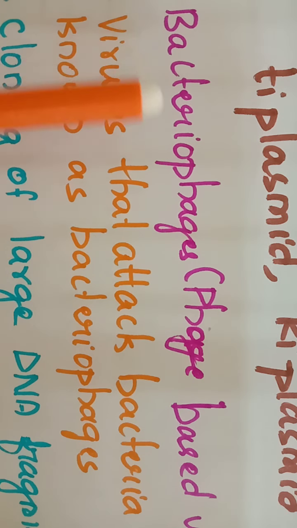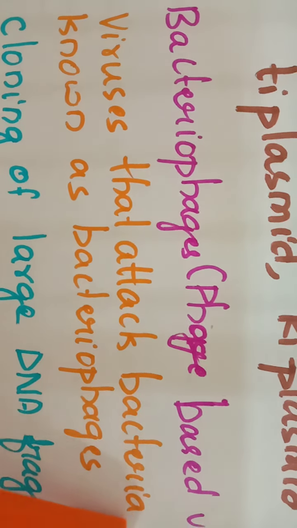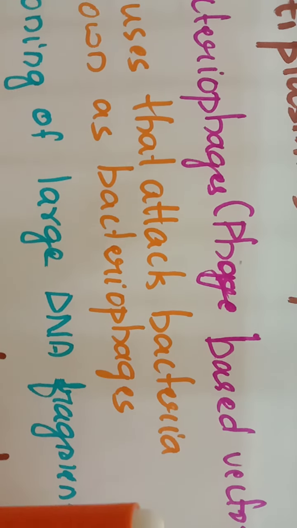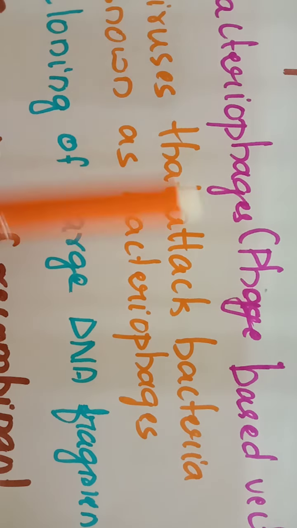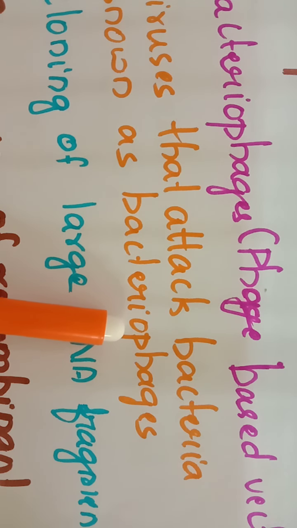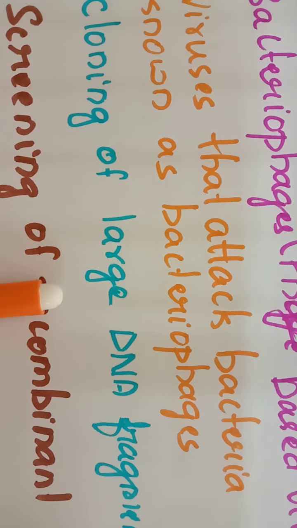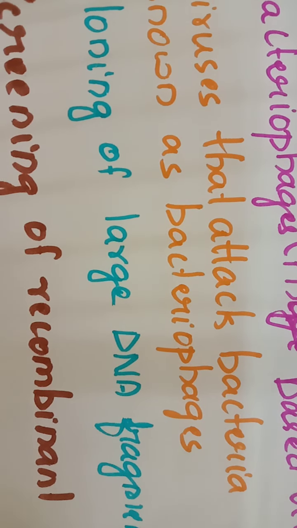The second category of vectors are bacteriophages, also known as phage-based vectors. Phage is nothing but a virus. Viruses that attack bacteria are known as bacteriophages, and these are used to clone large DNA fragments, and here the screening is very easy. The examples of phage-based vectors include the lambda phage vectors and M13 phage vectors.